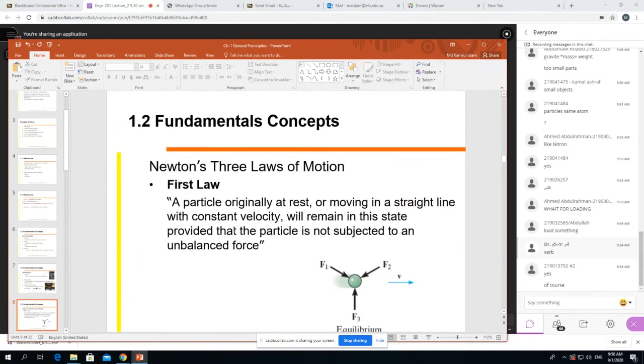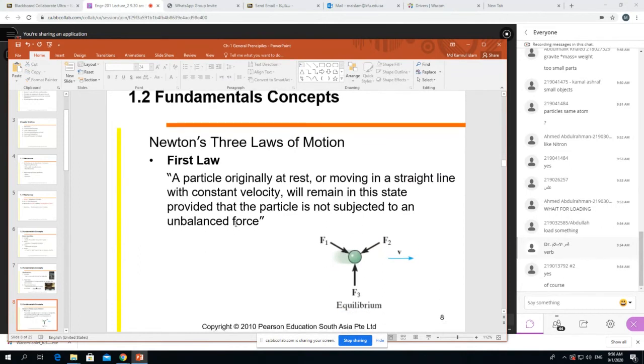Now we come to a very important law, Newton's three laws of motion. That is very important for this statics course, and actually we will be depending on these three laws. I think you already know them. First law: a particle originally at rest or moving in a straight line with constant velocity will remain in this state provided that it is not subject to an unbalanced force.